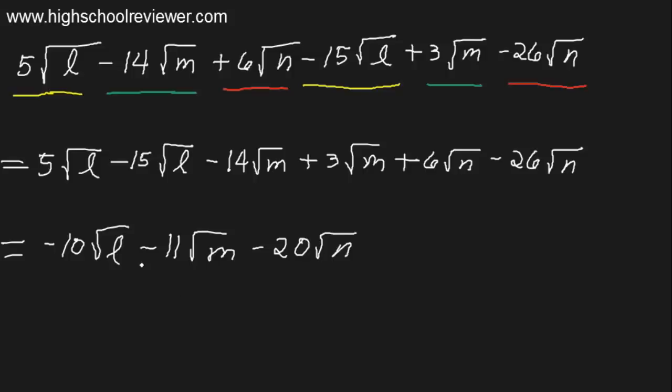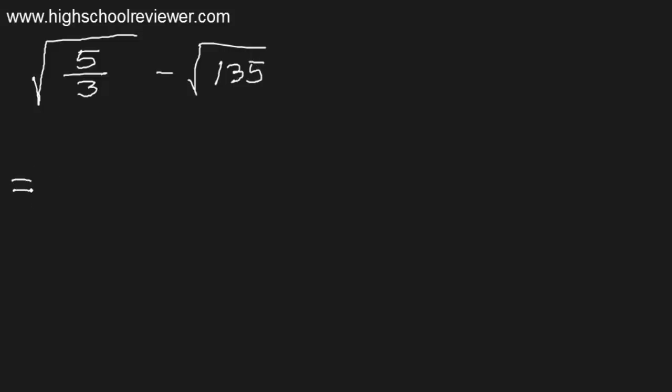So we cannot combine this anymore. Negative 10 square root of L, negative 11 square root of M, and negative 20 square root of N, they are our final answers. Our next problem, we have square root of 5 over 3 minus the square root of 135. Now, to subtract these radicals, we will first simplify the square root of 5 over 3.